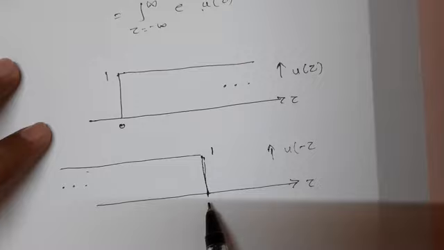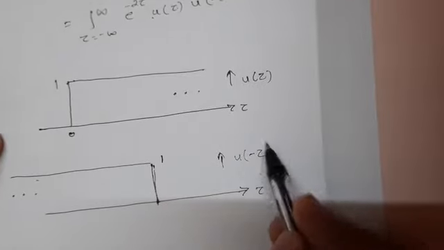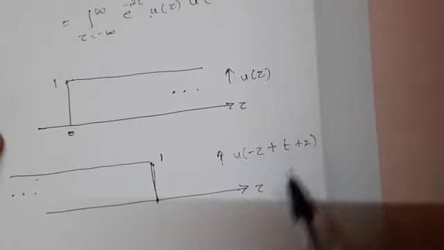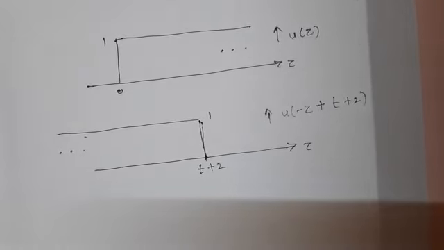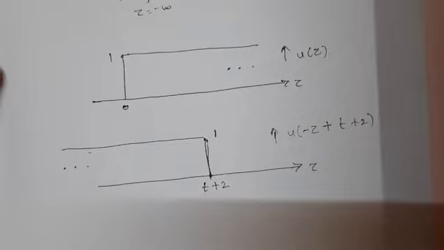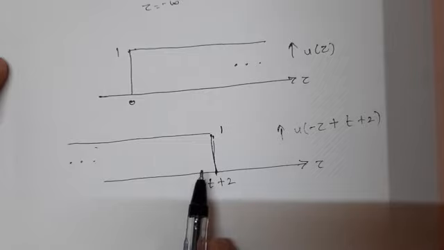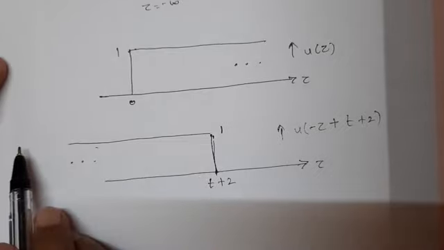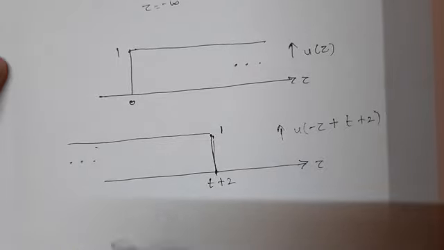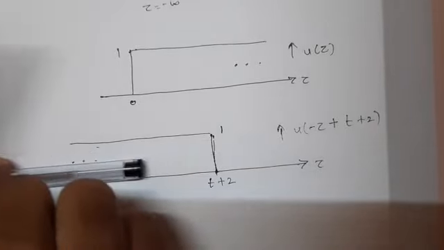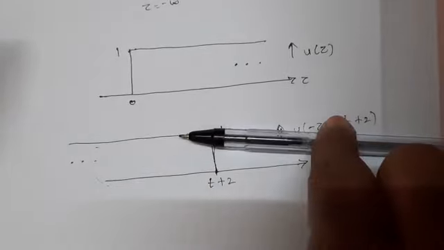But I don't have u of minus tau only. I have u of minus tau shifted by t plus 2. So now you will come to know what I am trying to do. I am trying to shift this signal, keeping this one as it is, such that t plus 2 is less than 0 or t plus 2 is greater than 0. T plus 2 less than 0 means you are pulling this signal towards the left side. T plus 2 greater than 0 means you are pulling this signal towards the right side.